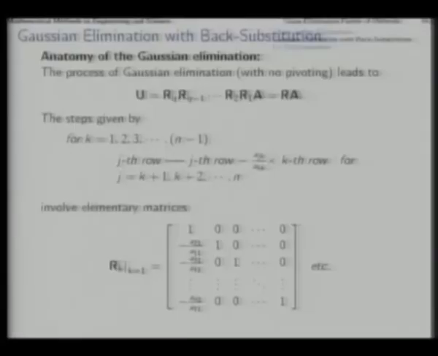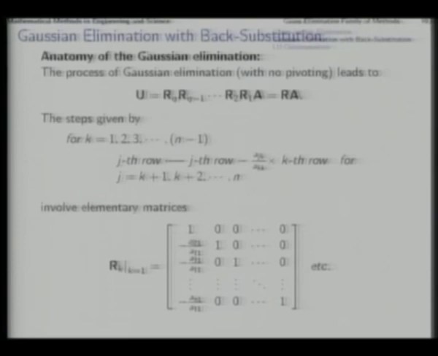Similarly, in the next case, when we want to reduce A32 to AN2, these things to 0, then we will be having another set of elementary row operations in which the R2 matrix will emerge as the corresponding elementary matrix, in which similar entries will be found here. Everything else is same as identity matrix, and so on.